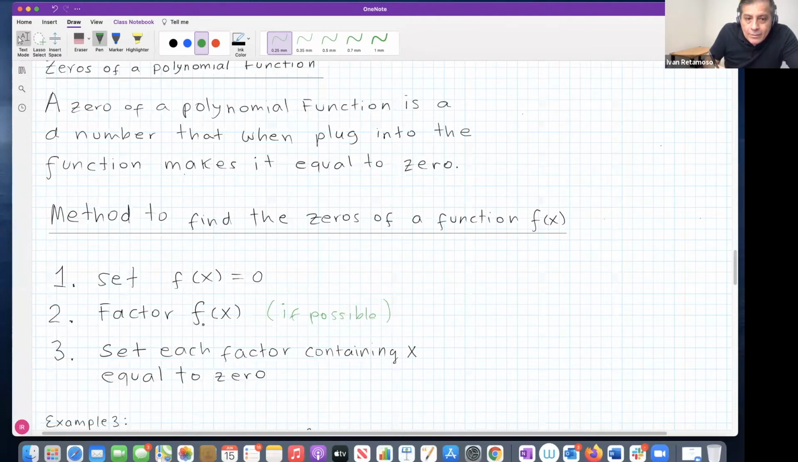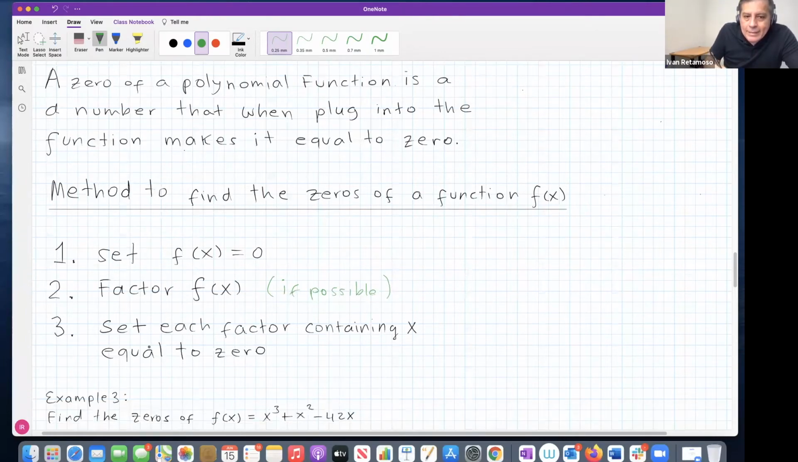Then factor your polynomial function between parentheses, if possible, because you know that factorization is not always possible, right? And then you can see quickly, readily, the weakness of this method. It relies on being able to factor.